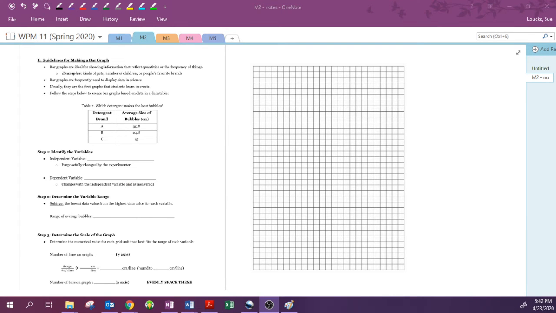Welcome back. We're on page 16 of the notes, and we are going to make a bar graph. Bar graphs are ideal for showing information that reflects quantities or the frequencies of things, like the kind of pets, the number of children, people's favorite brands. They're frequently used to display data in science, and they're often the first graphs that students learn to create.